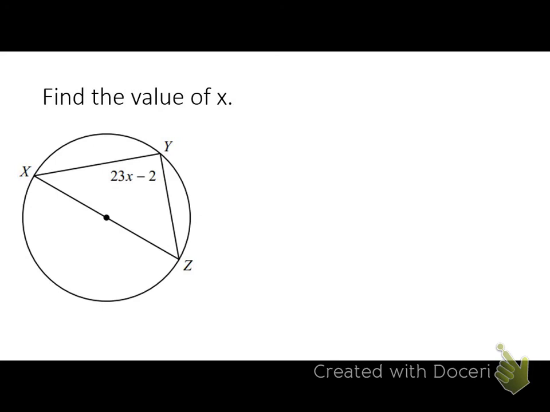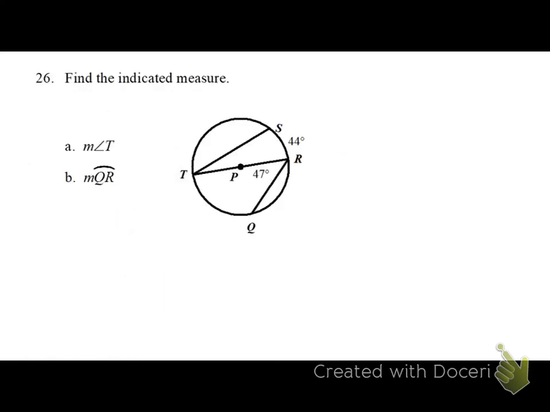Good. All right, what kind of triangle is this? Right. It's a right triangle, because this is a diameter, which means it's the hypotenuse. This is a right angle, so 23x minus 2 equals 90. Add 2, divide by 23, and you get 4. There is one like this on the quiz. Find the measure of angle T, and you're going to find the measure of arc QR.